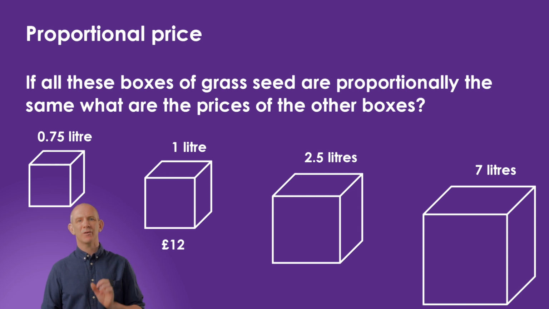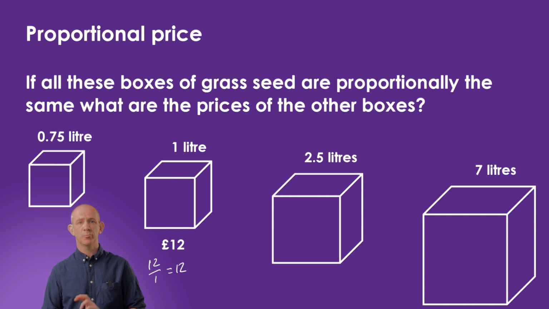In this question, we have 4 boxes of grass seed, where all the prices are proportionate to the size of the box. We have the size and the price of a 1 litre box, which is £12, and we're asked to calculate the prices of the other boxes. We can use the same process as we did with the recipe question in finding the scale factor. Let's find the scale factor from the 1 litre box. 12 divided by 1, which gives us 12. So for every litre of grass seed, the box will cost £12. It helps with starting with a base measurement of 1, as this makes the scale factor very easy to calculate.